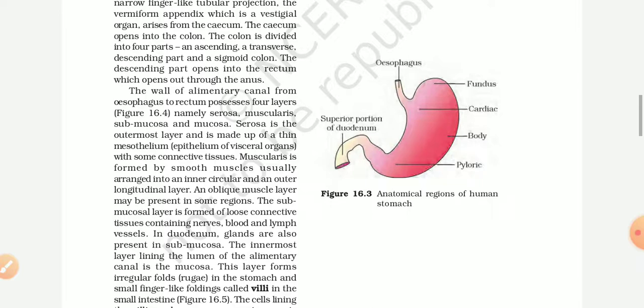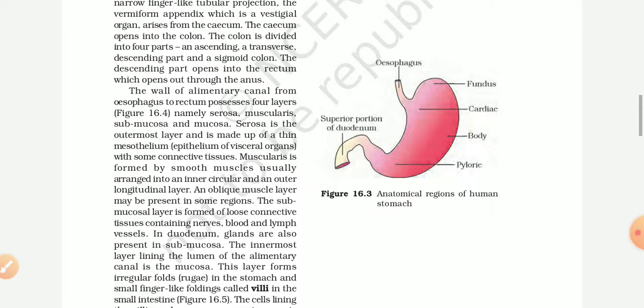Then the second layer is called muscularis. That is made up of smooth muscles, arranged in 2 layers, an inner circular layer and an outer longitudinal layer. In some regions, an oblique muscle layer may be present, and this muscle layer helps in the churning motion that physically breaks down the food.